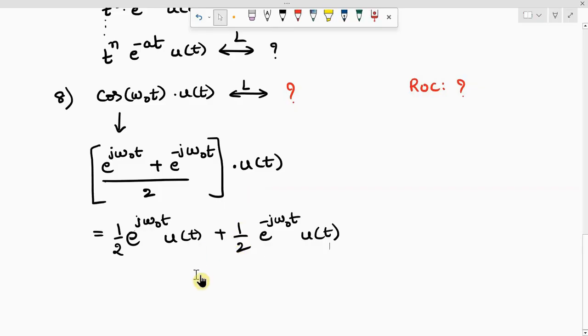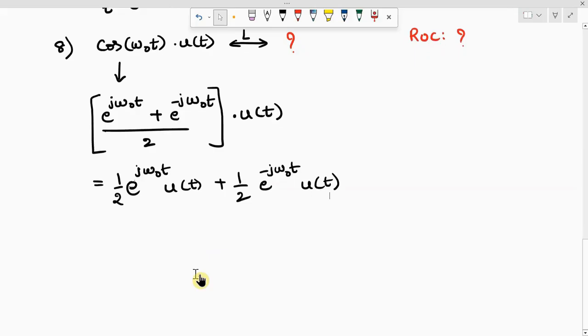Now, which property can I apply? Linearity. Linearity is obviously what you need to apply, because this is a sum of two functions. Then, for finding the Laplace transform of this product, what do we need to do?